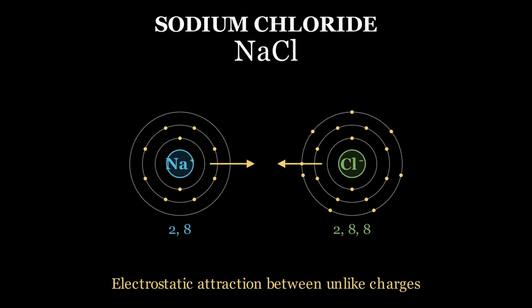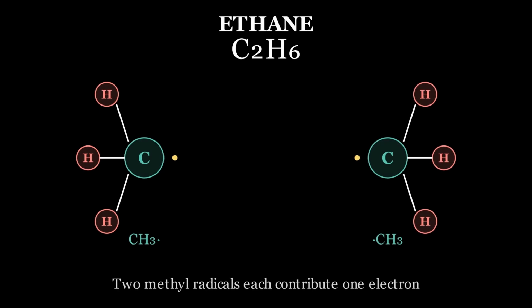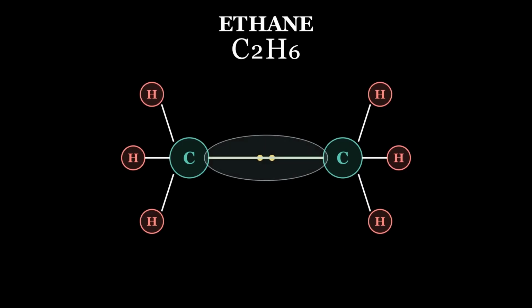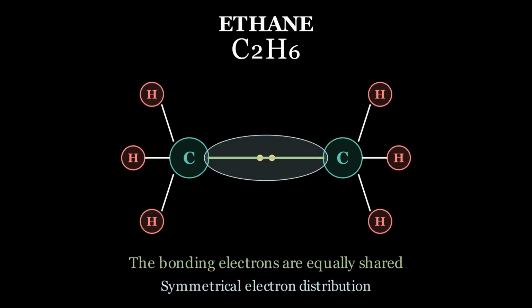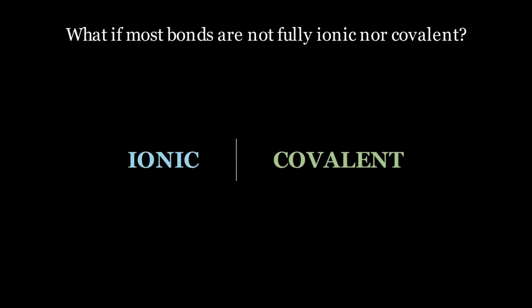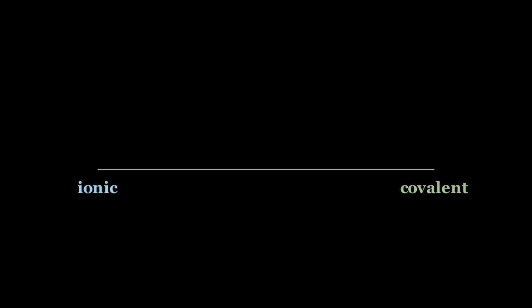For example, ethane. Ethane has CH3 and CH3, which are two radicals, and each contributes one electron to this bond formation, which is shared equally, and they form a covalent bond. And here we have a symmetrical electron distribution. But what if I say that most bonds are neither fully ionic nor covalent? They are somewhere in between these extremes. Such bonds are called polar covalent bonds.